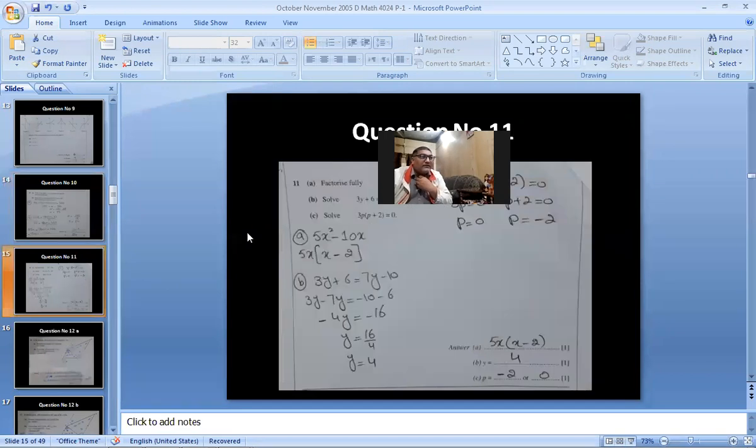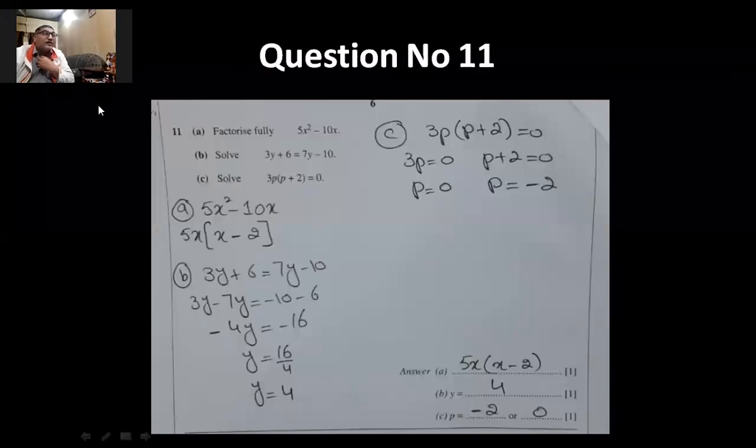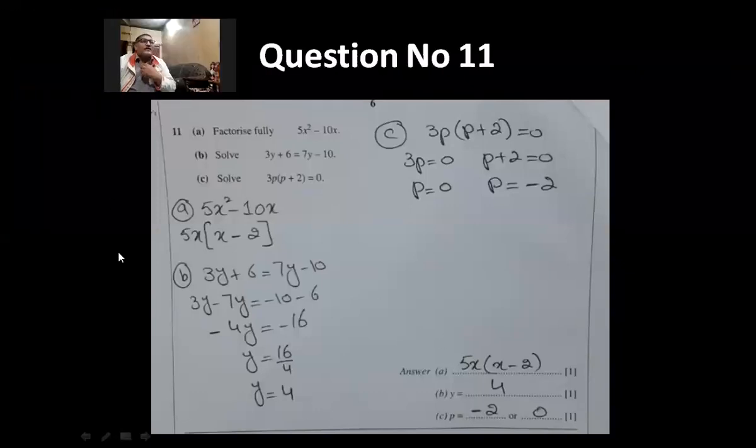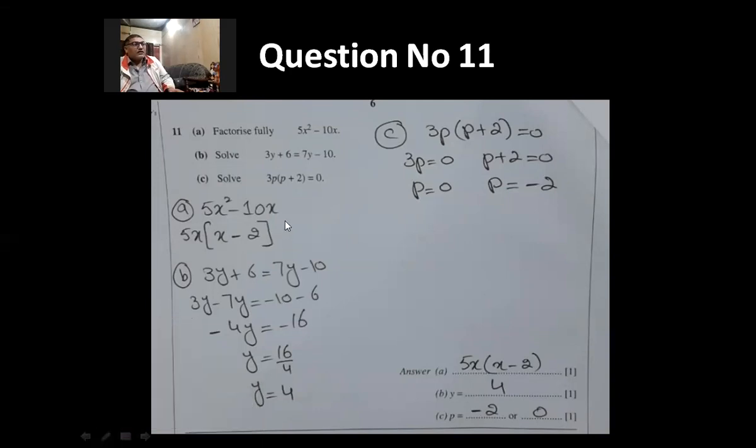Question number 11. Okay, so question number 11 coming up on your screen. Here we go. He says factorize fully 5x squared minus 10x. So I will have 5x squared minus 10x. So 5x is common. So you will have 5x outside, and in the bracket you will have x minus 2 bracket close. So this is how this is factorized.